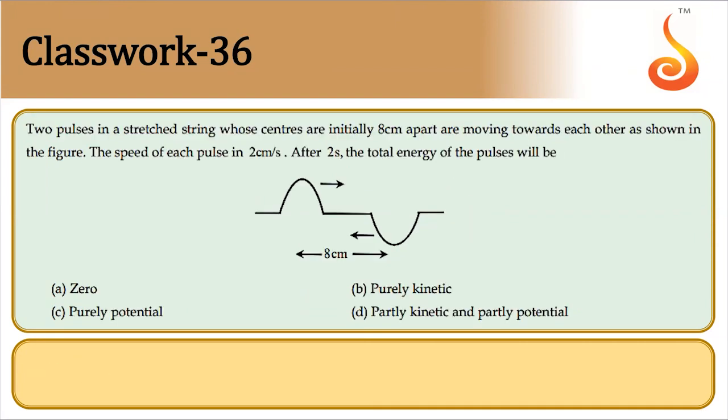Two pulses in a stretched string whose centers are initially 8 centimeters apart are moving towards each other as shown in the figure. The speed of each pulse is 2 centimeters per second. After 2 seconds, the total energy of the pulses will be: 0, purely kinetic, purely potential, partly kinetic, partly potential.